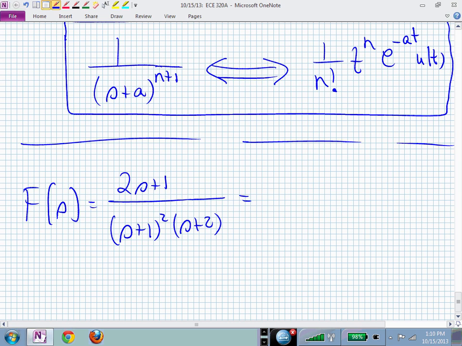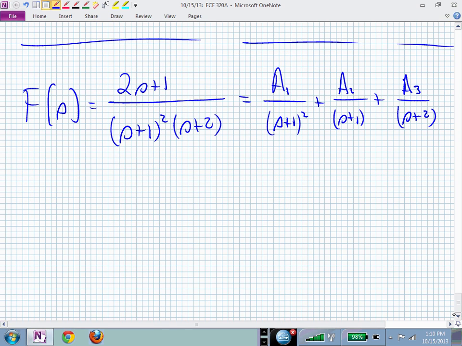You're looking for three terms, and we just said we're going to say that we have an a1 over an s plus 1 squared, an a sub 2 over s plus 1, and an a sub 3 over s plus 2. A sub 3, what's in the denominator? If I'm now solving for a sub 3.